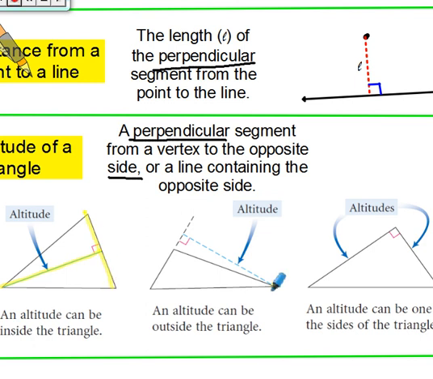If we wanted the perpendicular from this point to this side, we'd have to extend the side out to find the perpendicular, which would be the altitude. And then if we had a right triangle, it's really convenient just to use the legs as the altitudes, because it does go from a vertex to the opposite side. So there's that one, and then this vertex to that opposite side. So as long as the altitude is perpendicular to the opposite side, you've got the right thing.